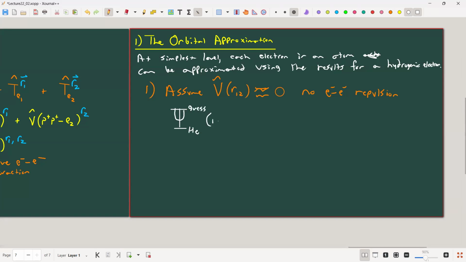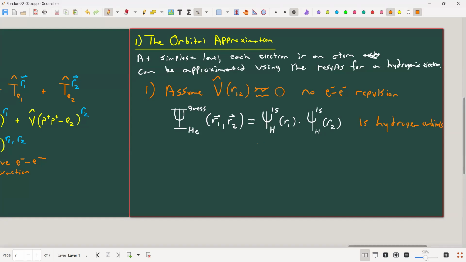All right, so that means we can guess the helium wave function, which is a function of r1 and r2, as being equal to a wave function for hydrogen for the 1s orbital centered at r1 times a wave function of hydrogen centered at r2. So these are just 1s hydrogen orbitals. This kind of looks like e to the minus r, an exponentially decaying function.